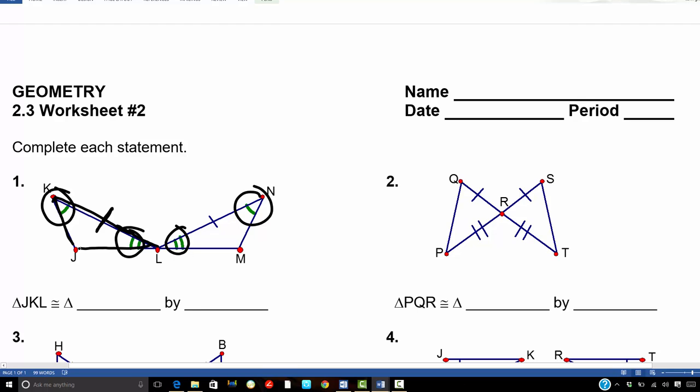So these triangles are congruent by angle, side, angle. Pretty soon I think we will have an angle, angle, side, so you can kind of tell the difference here in a second. So then write our congruent statement, triangle JKL. Well, point J has to match up with point M because they're the only 2 that don't have an angle marking. Point K matches up with point N. And point L matches up with itself.